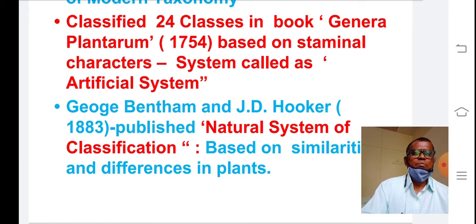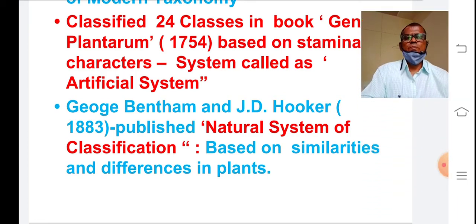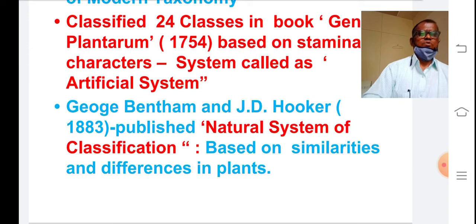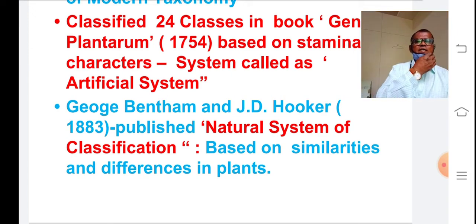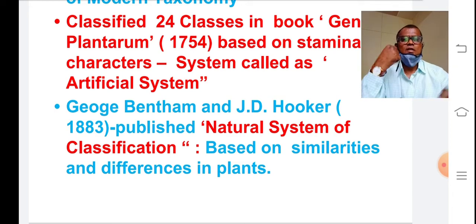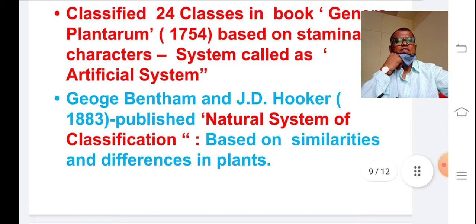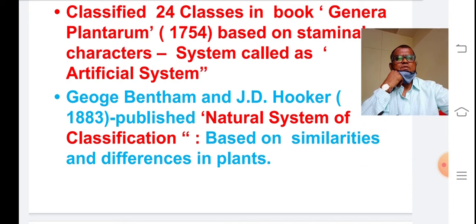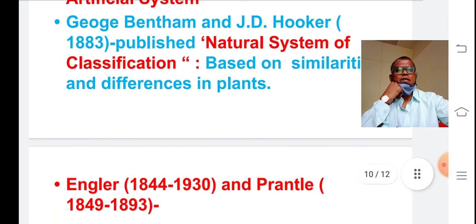Second, George Bentham and J.D. Hooker, 1883. So they published the natural system of classification, this book, which is based on the similarities and the differences in the plants. So just remember these points. Here I am discussing each and every point.